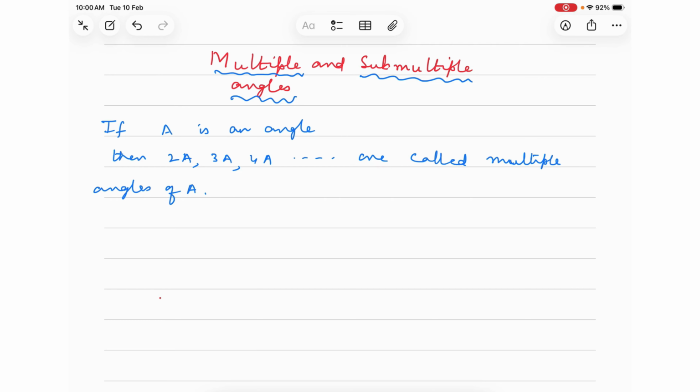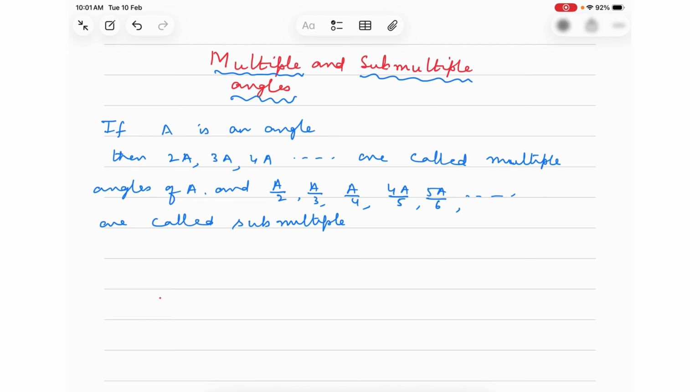And A by 2, A by 3, A by 4, 4A by 5, 5A by 6 and so on are called submultiple angles of A.